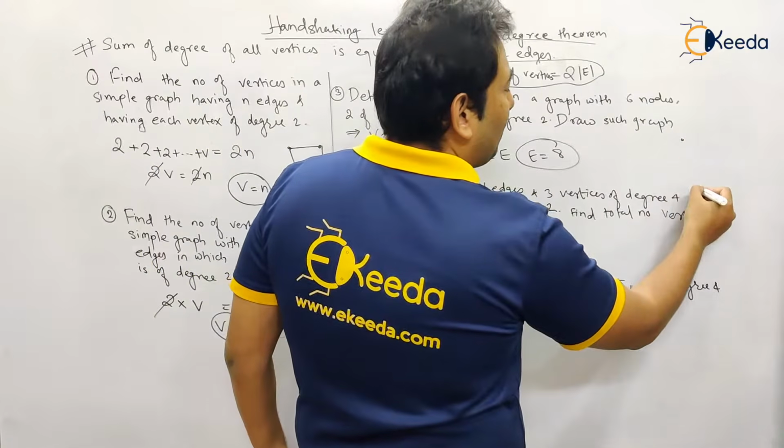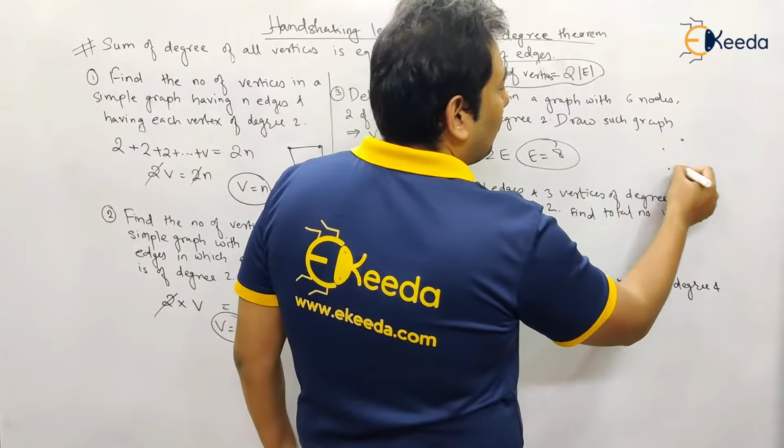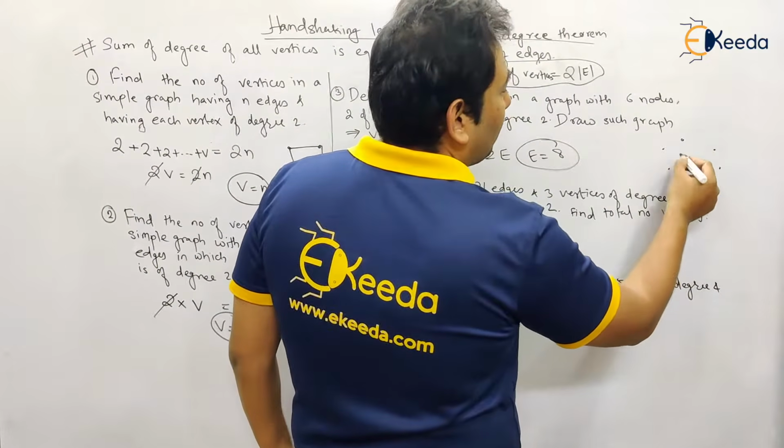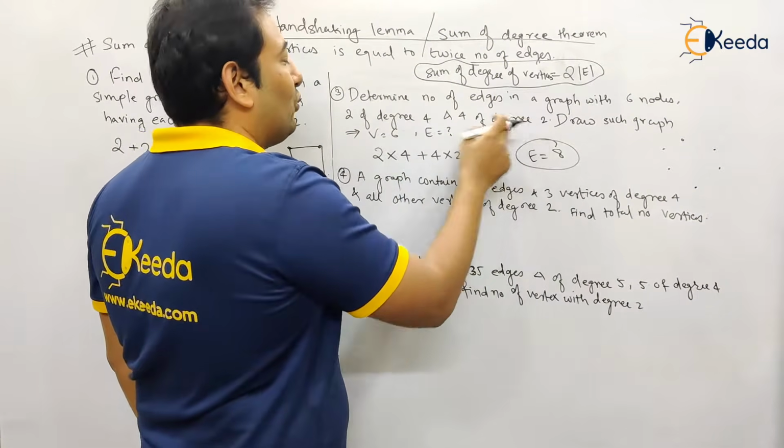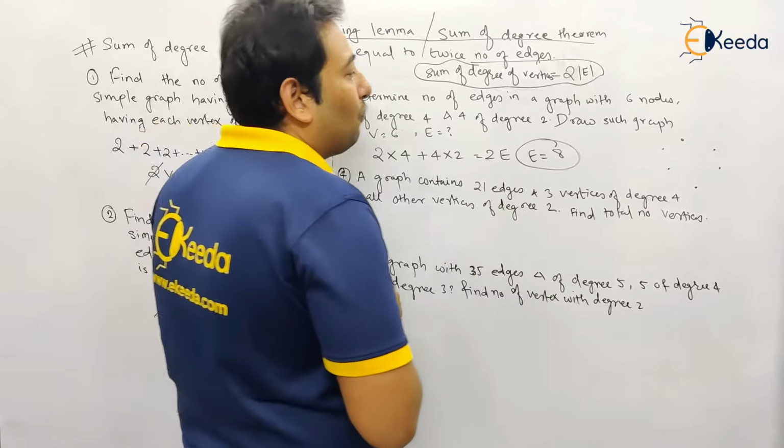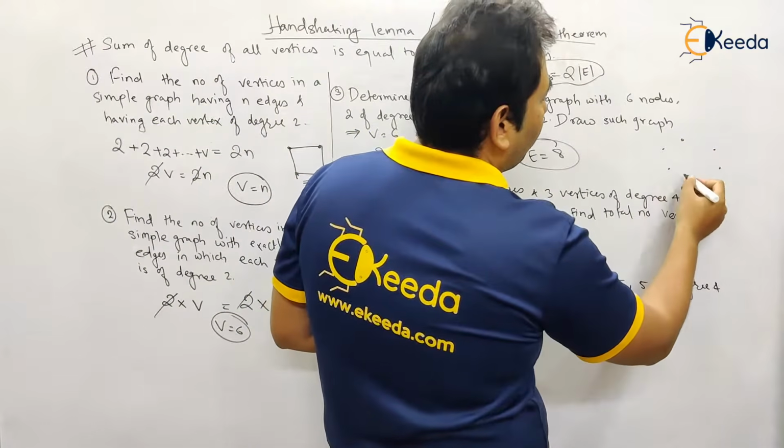So let's draw. There can be a number of ways of drawing this graph. So I'm showing you one way. Two of degree 4, 4 of degree 2.